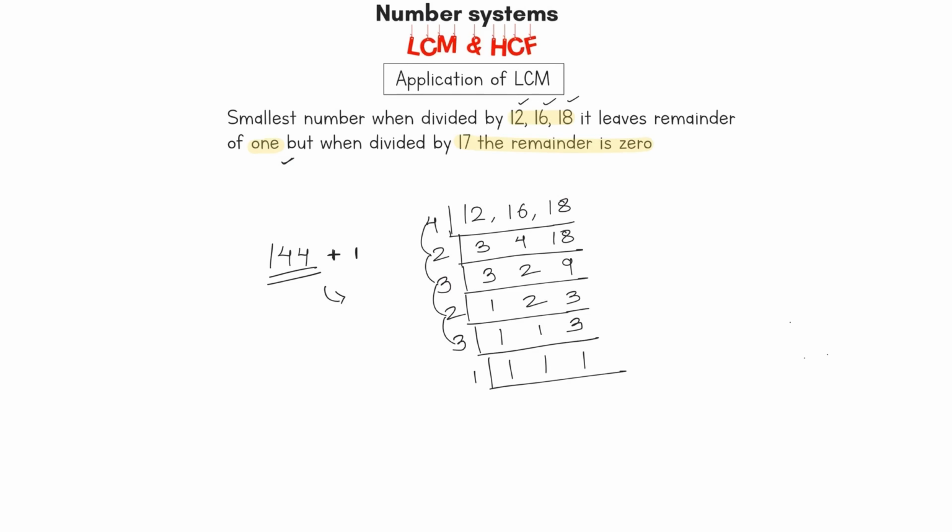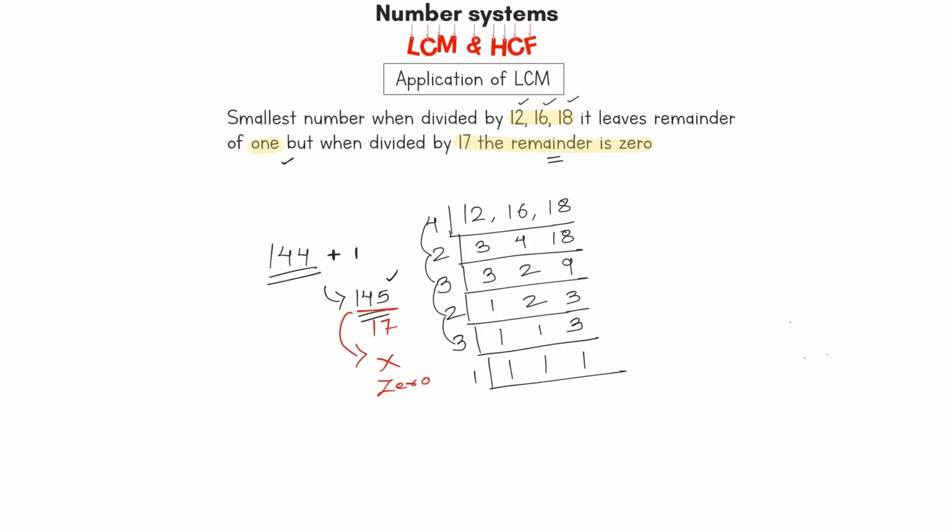That will be 145. And that should be my answer. But there is a condition here. This is ideally my answer if this number, when divided by 17, gives me a remainder of 0, which is not happening here. If I divide 145 by 17, the remainder is not a 0. Okay, so that's where I have a problem.